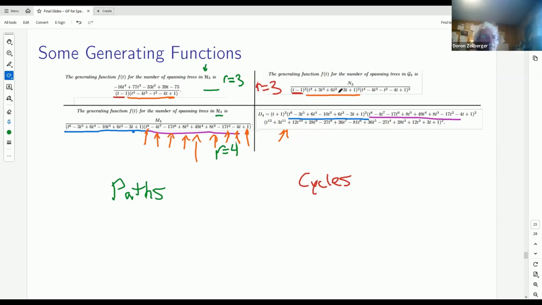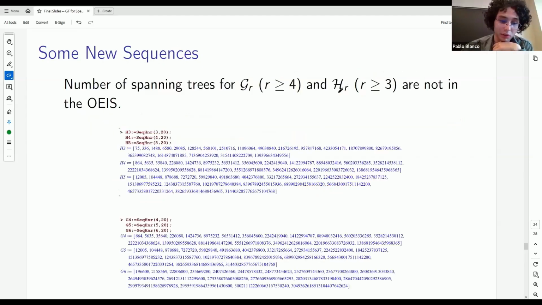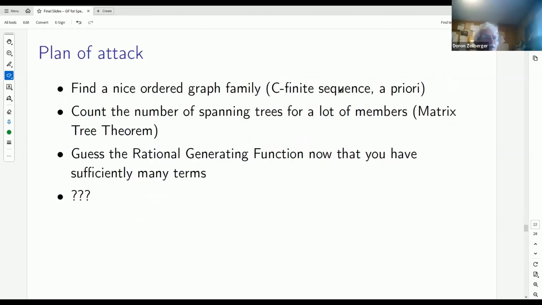Yeah. And I had a comment: in your generating function, you start summation with 1. It typically starts with 0, right? Yeah, typically. Okay, it's a convention.